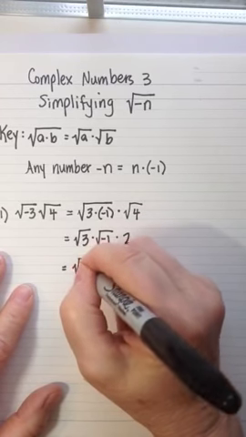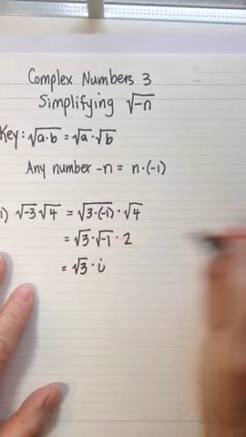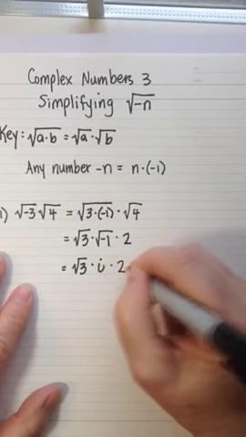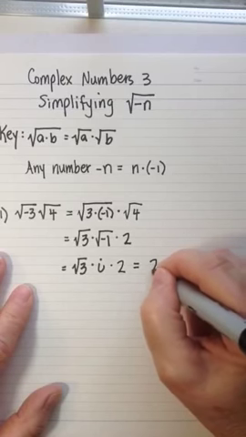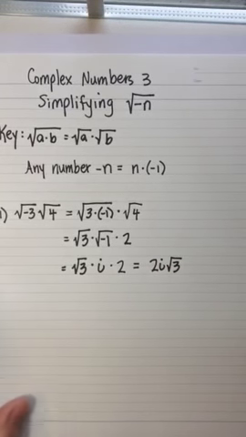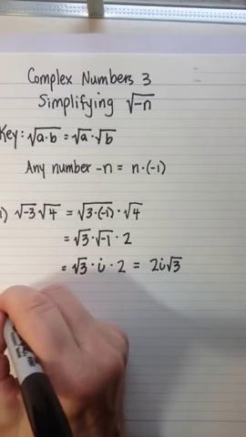There's nothing more to do with the square root of 3. There is something to do with the square root of minus 1. That's equal to i. And there's nothing more to do with 2. So the answer to this problem is 2i square root of 3. And there's an imaginary component.